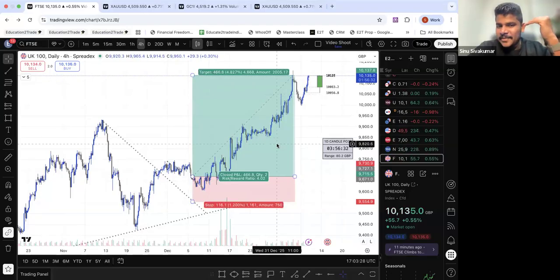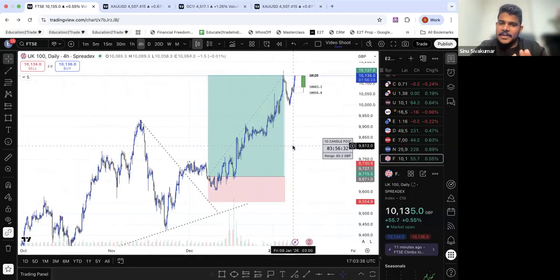If you're able to identify something like a 4-hour structure, every day you will be able to come back and buy on dips, buy on dips, and buy on dips. This is the opportunity you'll be able to find.